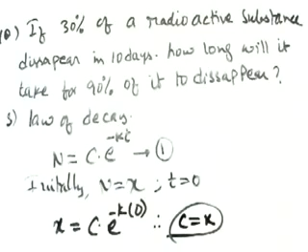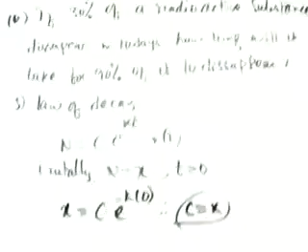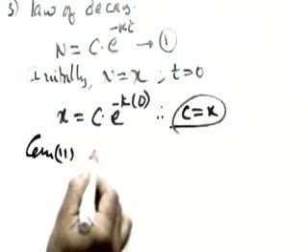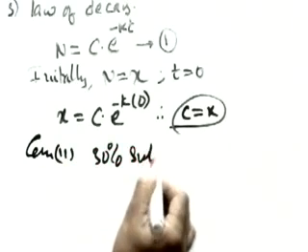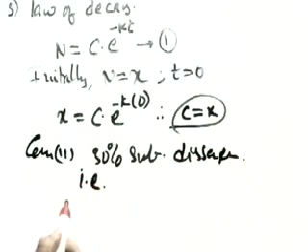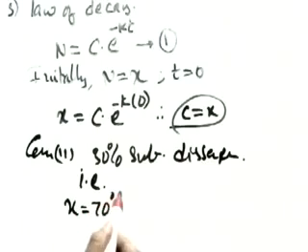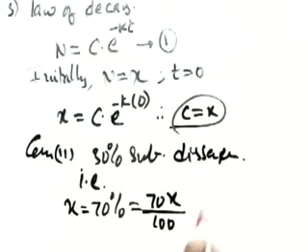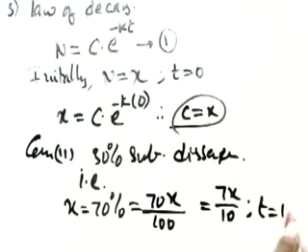This is initially. Now case 2, 30% of the substance disappears. So how much is left? 70% is left. That means the amount left is 70%, so n equals 70%. 70% means 7x by 10. Now again, what is the time here? After 10 days. So t equals 10 here.